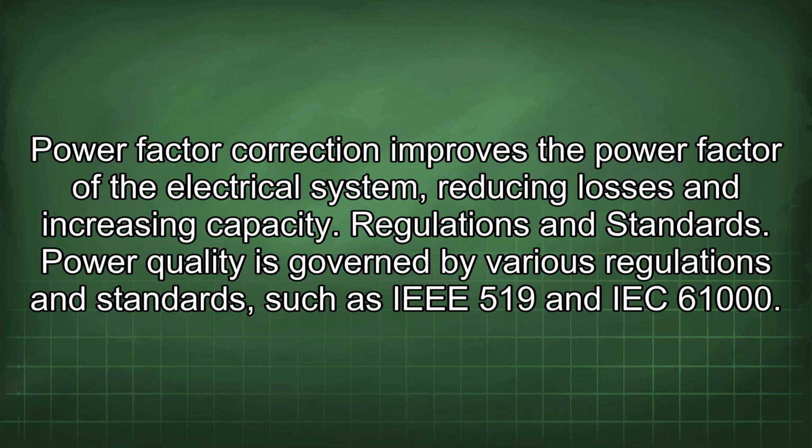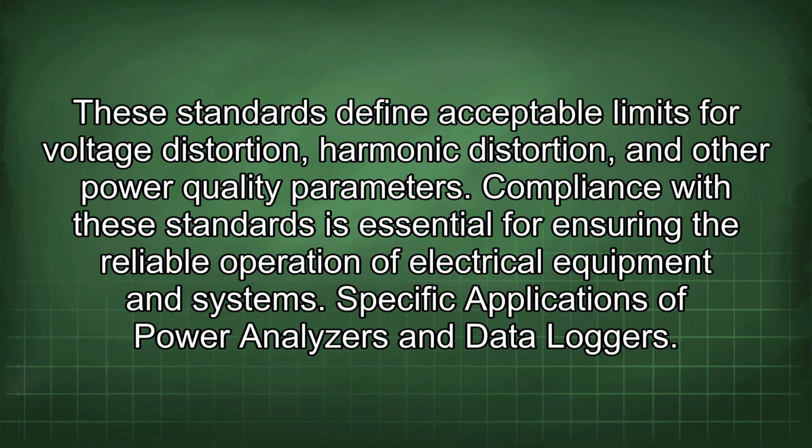Regulations and standards. Power quality is governed by various regulations and standards, such as IEC 519 and IEC 61000. These standards define acceptable limits for voltage distortion, harmonic distortion, and other power quality parameters. Compliance with these standards is essential for ensuring the reliable operation of electrical equipment and systems.